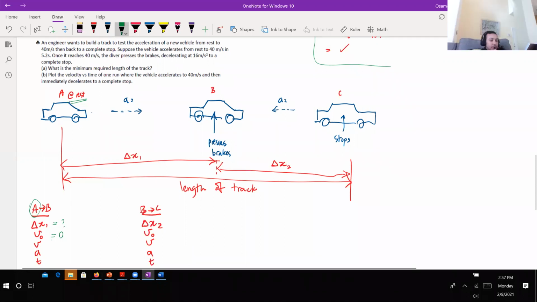The final velocity of the segment means the velocity at the end of the segment, that means at point B. Do I know the velocity at point B? Yes, it's 40 meters per second, because the question says once it reaches 40 meters per second, that means at this point, the driver presses the brakes. So it's moving with 40 meters per second at this point.